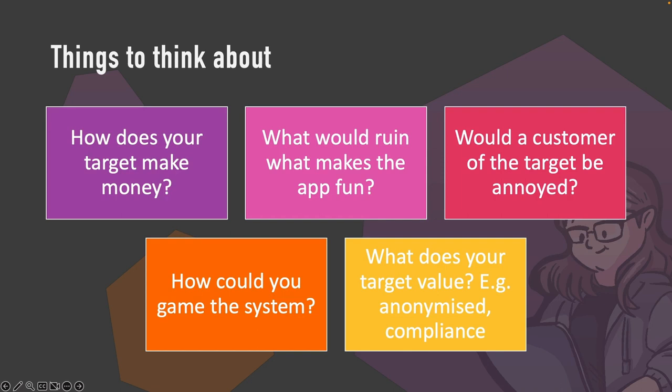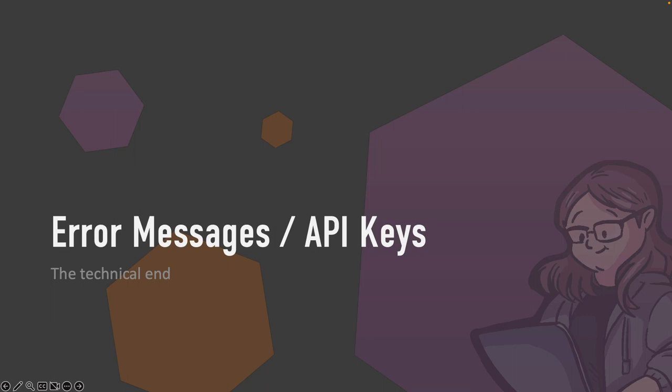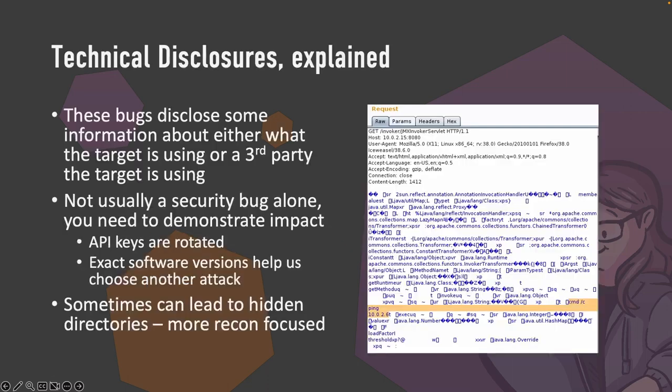Things like anonymization, compliance. Something like a bank is going to have a very different threat model to a social media application, and that's really important. So those are the more non-technical types of information disclosure, right? So let's have a look at the technical. So let's look at those error messages and API keys instead.